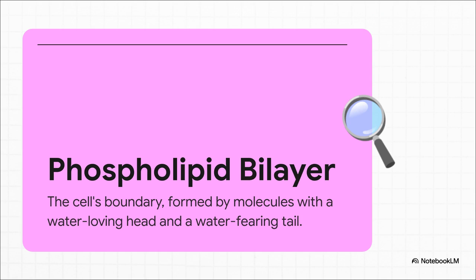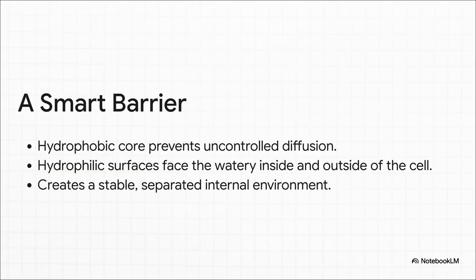I want you to picture a tiny molecule with a head that loves water and a tail that is absolutely terrified of it. Now just line them up in two layers, with all the water-hating tails facing inward and the water-loving heads facing out. And that structure? It's absolute genius for the job. That water-fearing core creates a barrier that stops just anything from wandering in, while the water-loving surfaces are perfectly happy hanging out in the watery environments inside and outside the cell. It creates this stable, self-contained world.